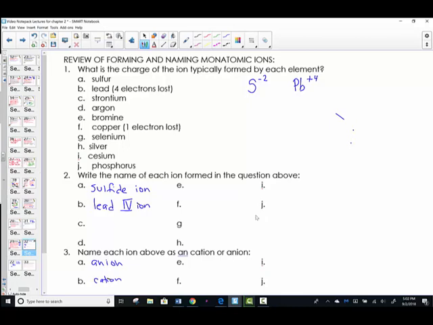Letter C, strontium. Strontium, Sr, is its elemental symbol. It lives in group 2A, right there underneath calcium, so we know it collects a plus 2 charge. Let me make that neater. Strontium is a plus 2. Sr, plus 2. It's called strontium ion, and it is a cation, positively charged.